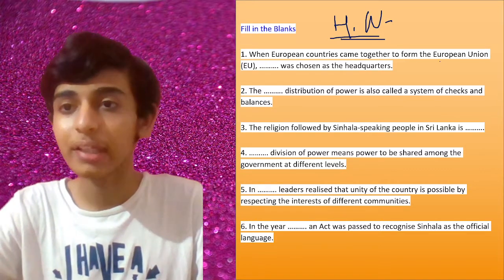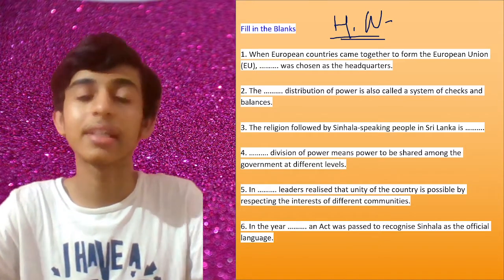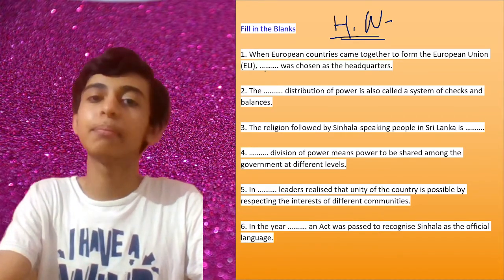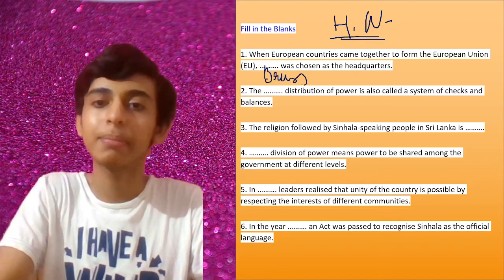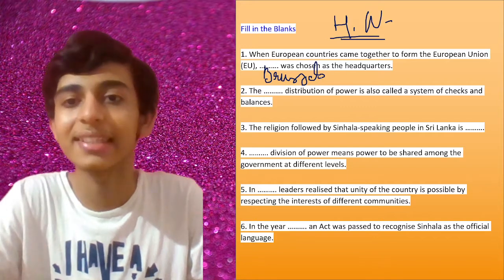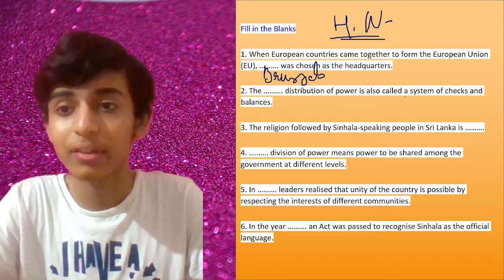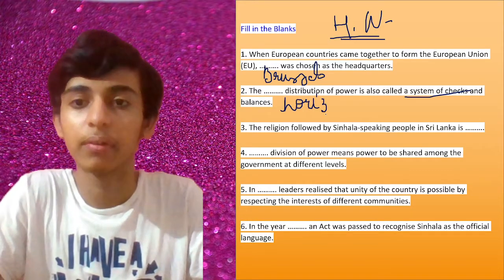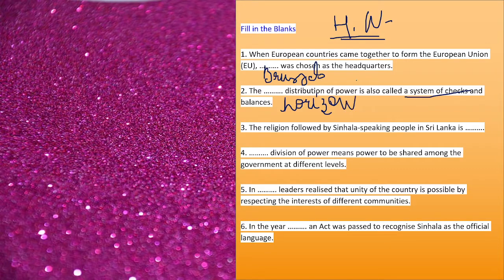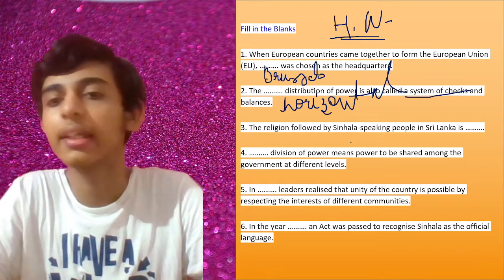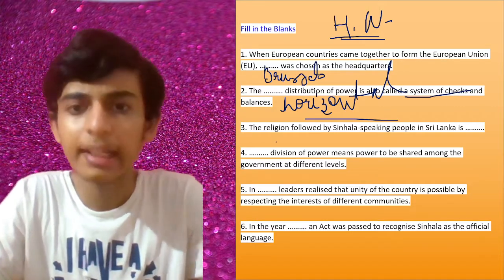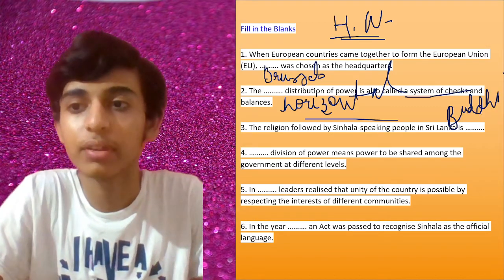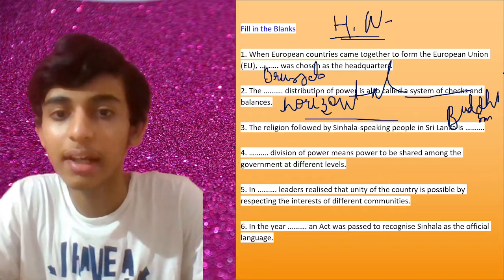When European countries came together to form European Union, Dash was chosen as its headquarters. What do you think? Which place was chosen? Yes, the answer is Brussels. Actually, many people say Brussels, but actually it's Brussels, right? SS silent. The dash distribution of power is also known as system of checks and balances. Horizontal. The religion followed by Sinhala speaking people in Sri Lanka is Buddhism, right? Buddhism was followed. Dash division, these 3 are for your homework.